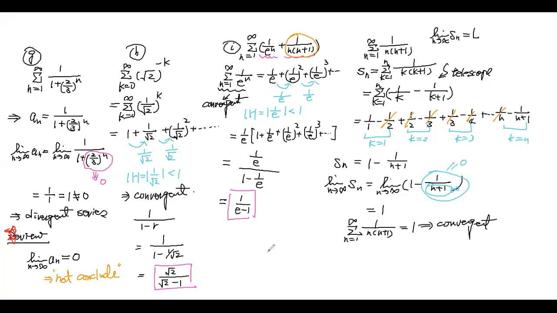So the whole thing here is the summation from n equals 1 to infinity of 1/e^n plus 1/(n(n+1)). And this is a convergence because the sum of two convergent series is convergent, and it converges to 1/(e-1) plus 1.